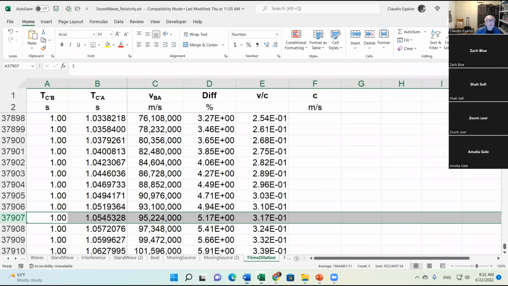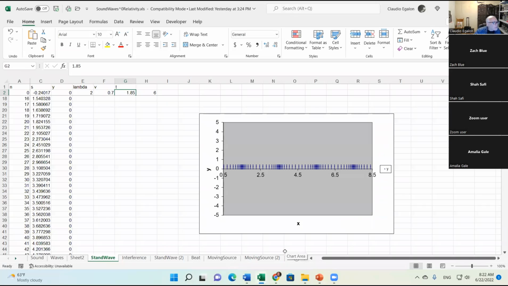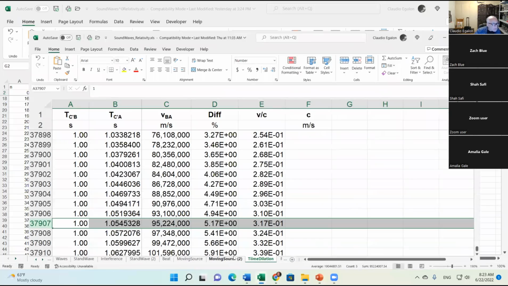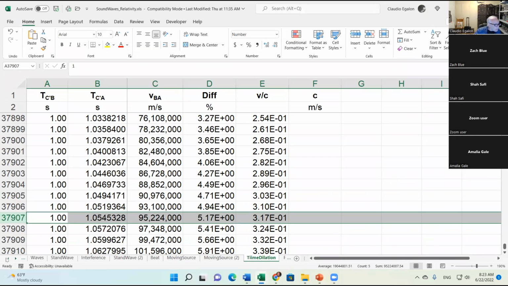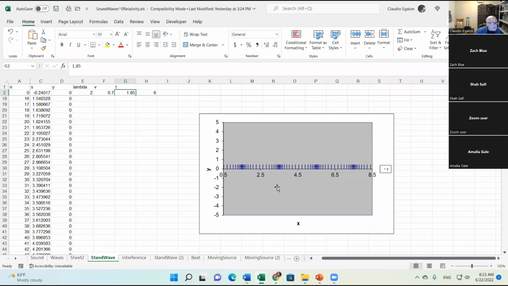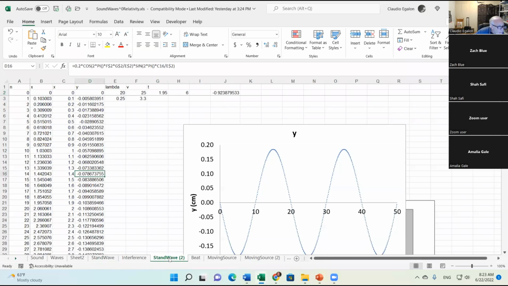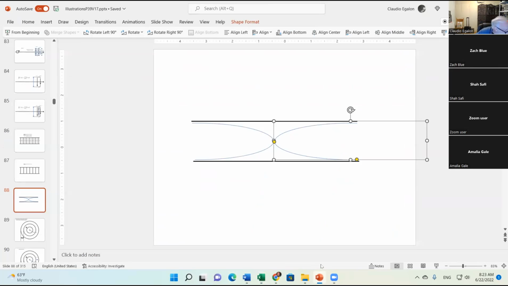Let's see if I have another one. Yeah, doesn't look like I have one. I have a standing wave for this case. Okay, so here you go. So that would be one possible mode of vibration. Okay. That's for open ends tube.